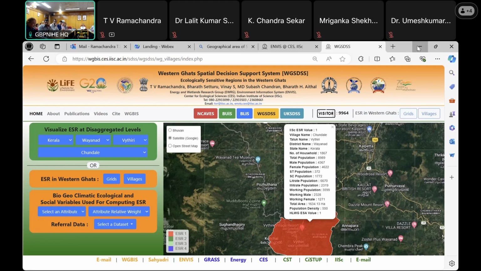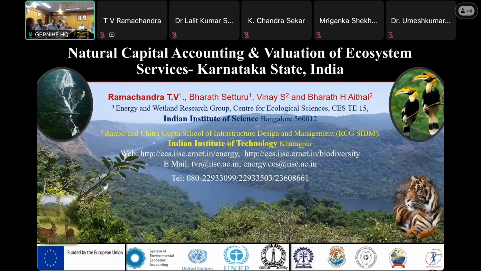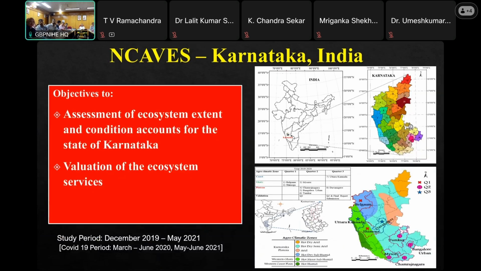Okay. Now with that, I will move to my presentation. So now, coming to natural capital accounting and the valuation of ecosystem services, we worked on the forest ecosystem, then the agriculture and the aquatic ecosystems. But this presentation is essentially about the forest ecosystem. It took almost 1.5 years to develop this for Karnataka, since the data was available.